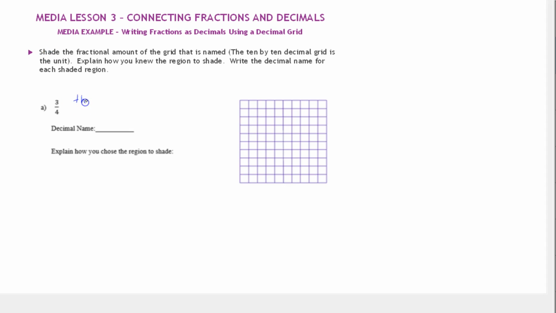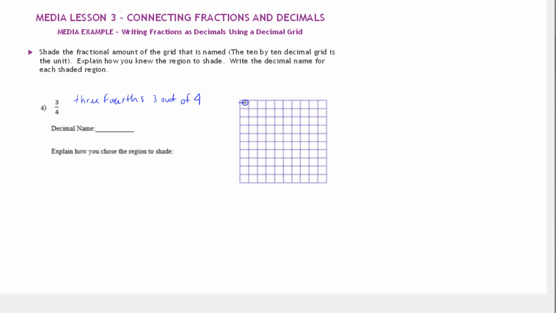So we say this as 3/4. And I'm going to think of this as 3 out of 4 when I do my shading. And there's more than one way to shade this, so you can be creative and shade how you want as long as you're shading the mathematical equivalent of 3 out of 4. So here's what I'm going to do.